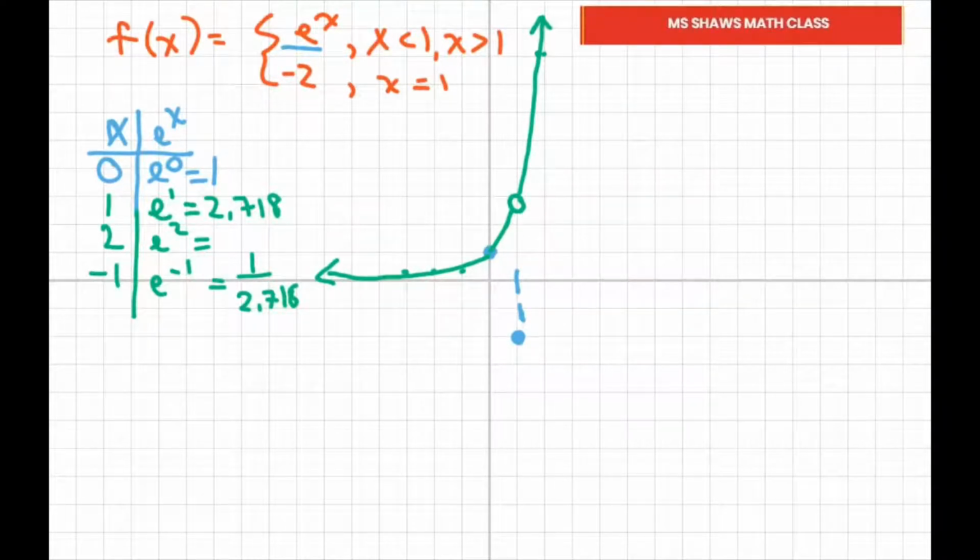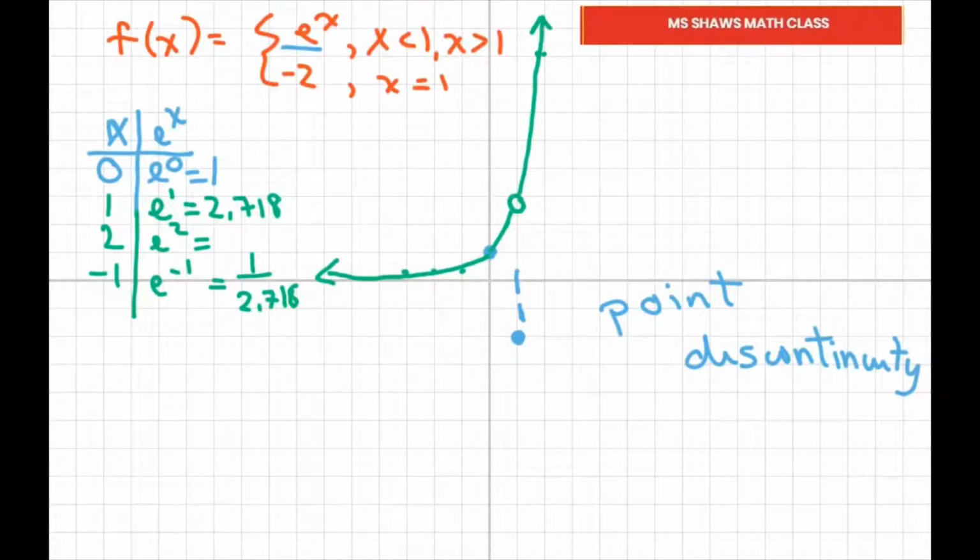And so that's what that looks like. And what you have here is called a point discontinuity. That's why it failed condition 3. Because it's continuous, keeps going, it keeps going, but right here it jumps to this point. Then you have to come back up to here.